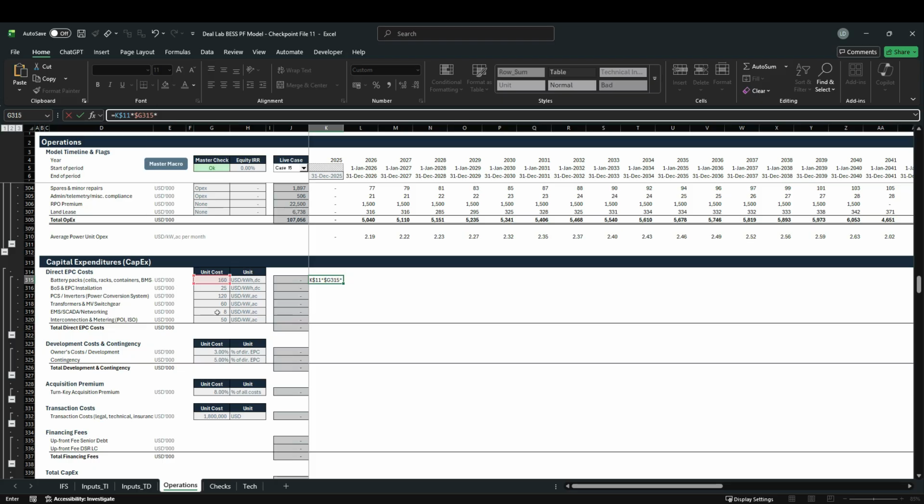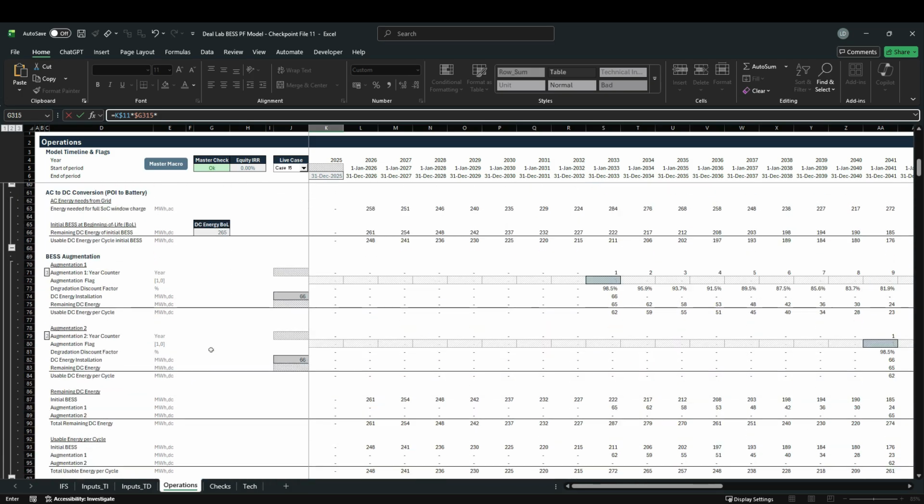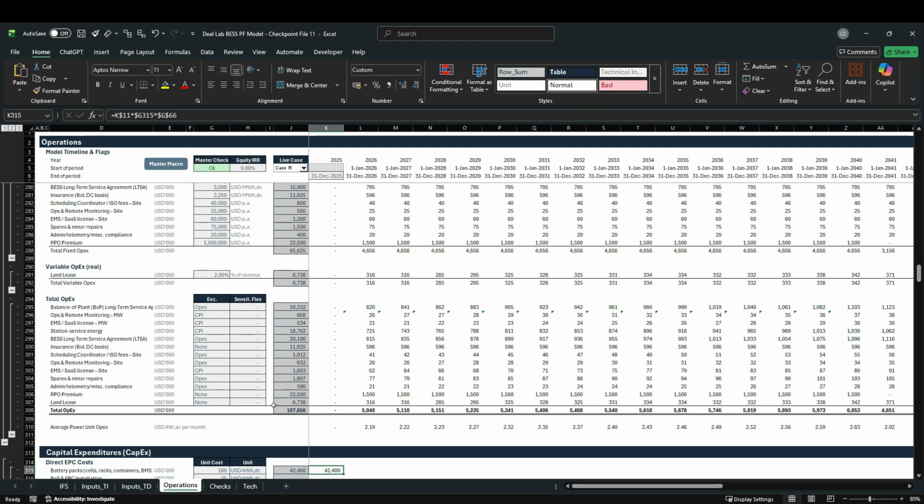So let's multiply this with, let's find our megawatt hour DC value up here in the power section. And that will be the DC energy at beginning of life in cell G66, which is given in megawatt hours on a direct current basis. Make sure that you pick up the initial value at beginning of life, because this is the basis for what we'll have to pay for in our CapEx section. Hit F4 once to fully anchor this one and hit enter.